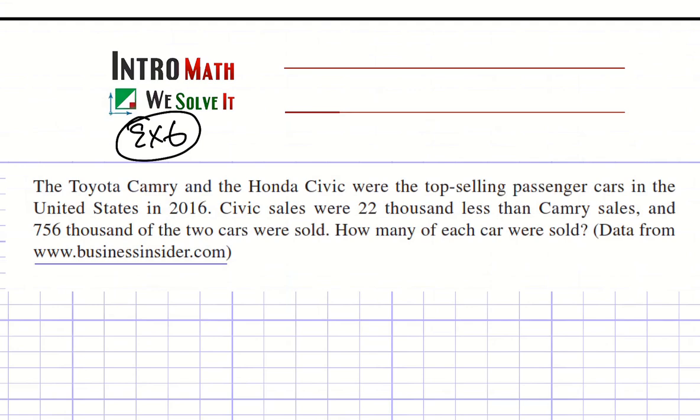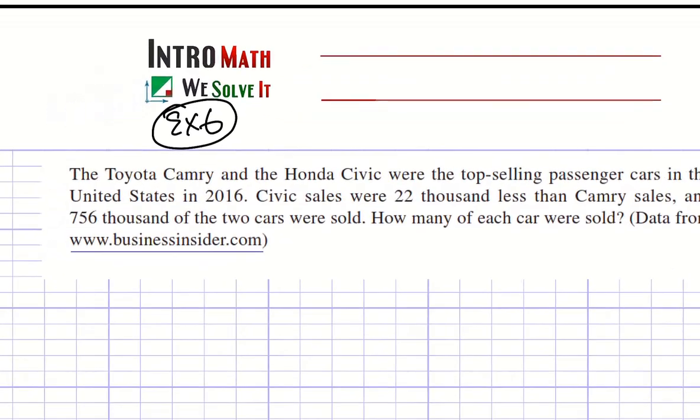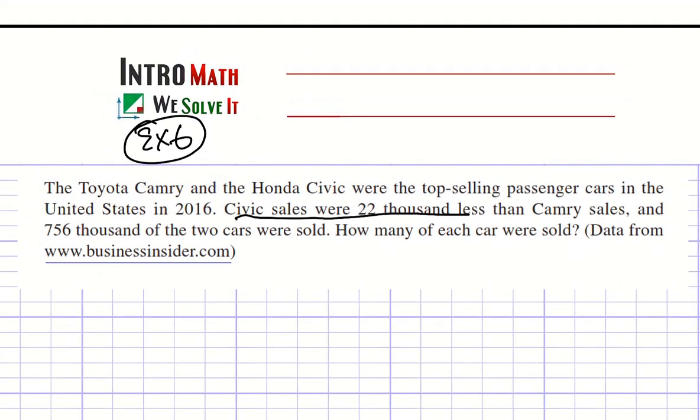Here is example number 6. It says the Toyota Camry and the Honda Civic were the top selling passenger cars in the United States in 2016. That's actually true, because I did a research on that. Okay, then it says Honda Civic sales were 22,000 less than Camry sales. You always pick up on that. When they start making that comparison, you pick up on that, because that's what you're looking for. When they start saying less than, okay, you pick up on that.